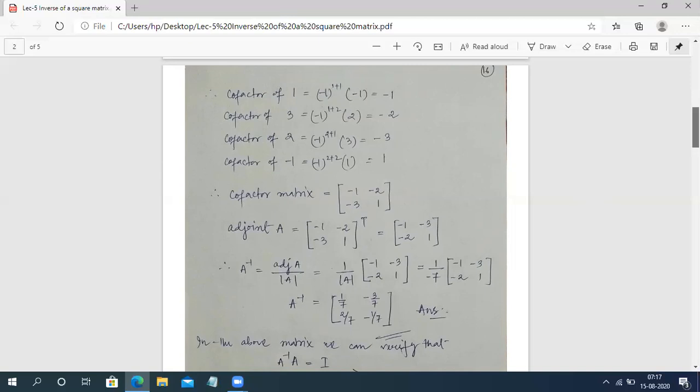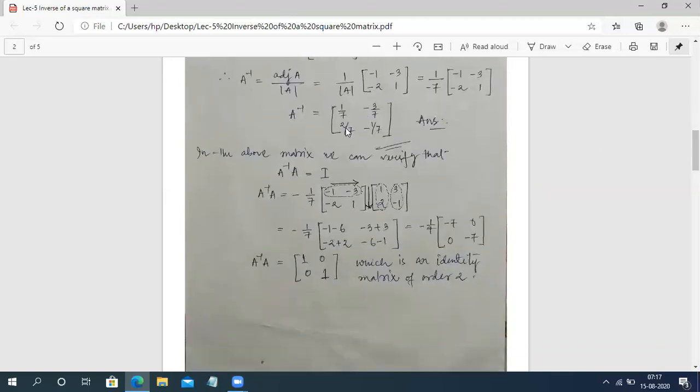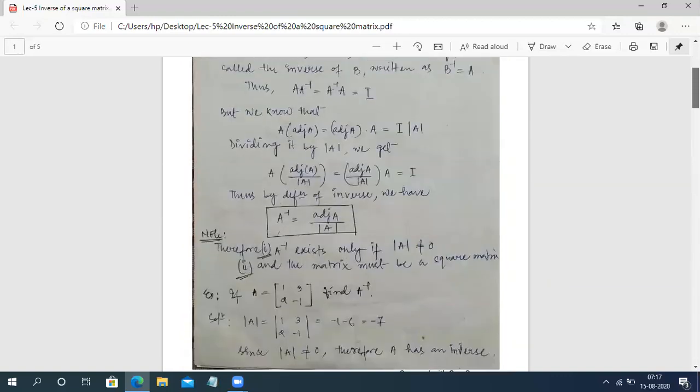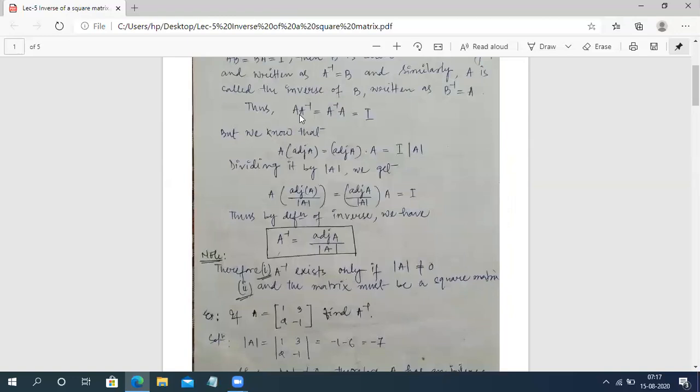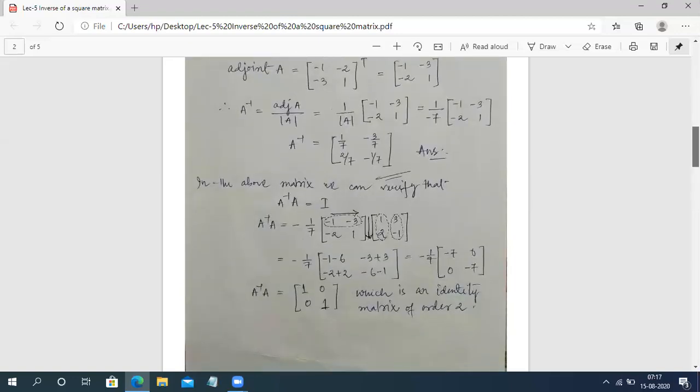So in the above matrix, we can also verify that A into A inverse is equal to the identity matrix. I told you in the first relation that if we multiply a matrix A by its inverse, we will get the identity matrix. We are going to verify this relation, whether your matrix came out correct or not. So this is A inverse.